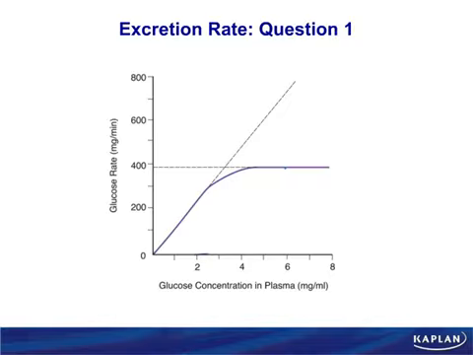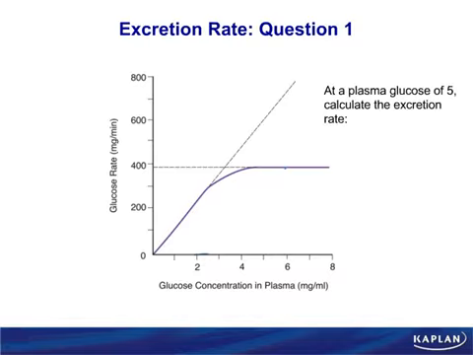One more question they love to ask on this graph is a calculation. Again, they'll commonly give you the graph with the reabsorption rate, and they'll say, at a plasma glucose concentration of 5, calculate the excretion rate.